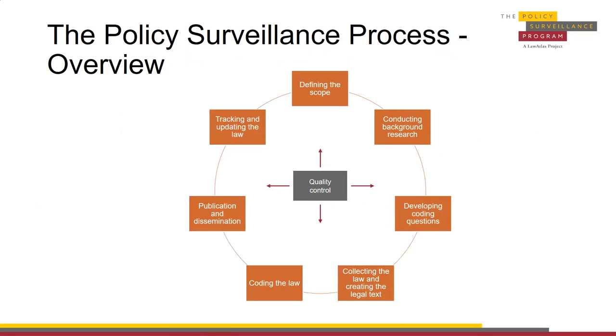We're never really finished defining the scope, we're never really finished conducting background research, while we're coding the law, we might have to go back and change our coding questions, et cetera. And also important to note is the quality control box in the middle and the arrows pointing every which way in the circle. This again notes that quality control pervades every step of this process and is very important to creating the rigorous legal data that we want out of policy surveillance.